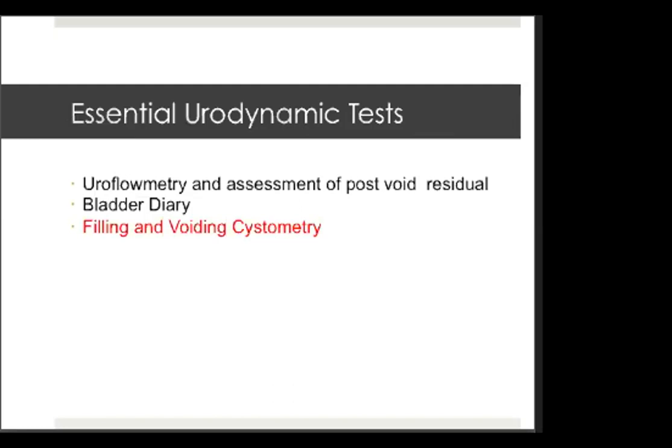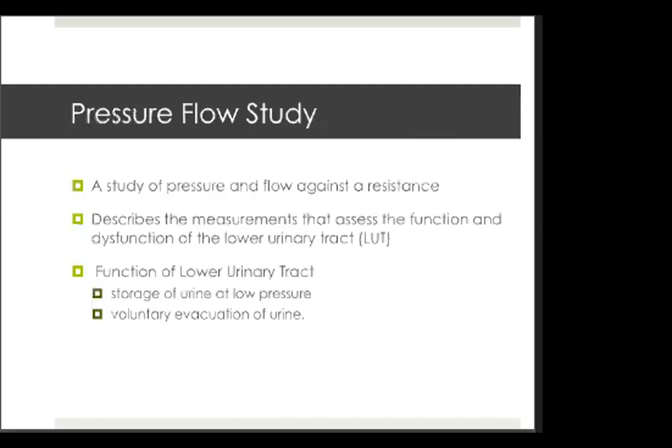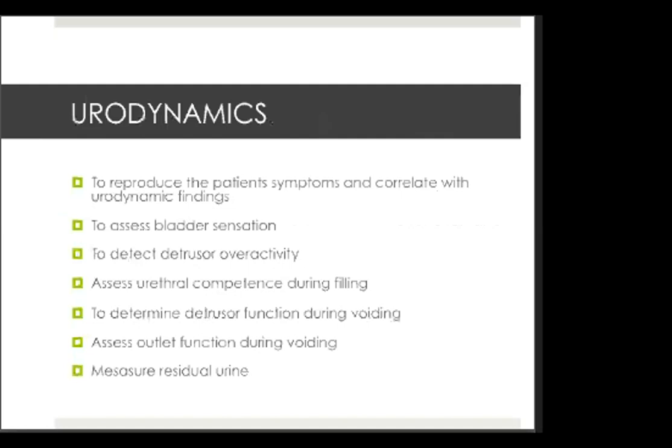So next is the filling and voiding cystometry. For the pressure flow study, it is a study of pressure and flow against a resistance. This describes the measurements that assess the function and dysfunction of the lower urinary tract. Low pressure storage is essential to protect the kidneys and ensure continence, and voluntary evacuation allows the elimination of the urine without fear of leakage or overdistension.